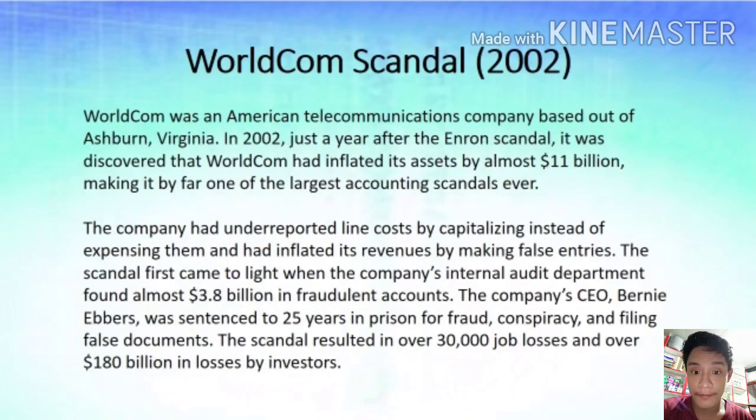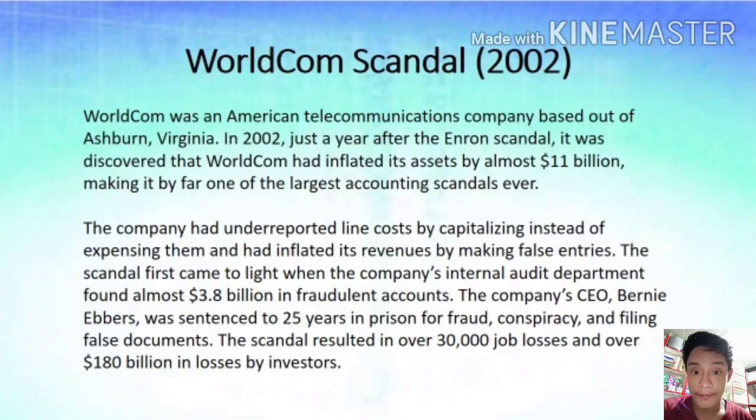And the third is the WorldCom Scandal, 2002. WorldCom was an American telecommunications company based out of Ashburn, Virginia. Just a year after the Enron scandal, it was discovered that WorldCom had inflated its assets by almost $11 billion, making it by far one of the largest accounting scandals ever. The company had underreported line costs by capitalizing instead of expensing them, and had inflated its revenues by making false entries.